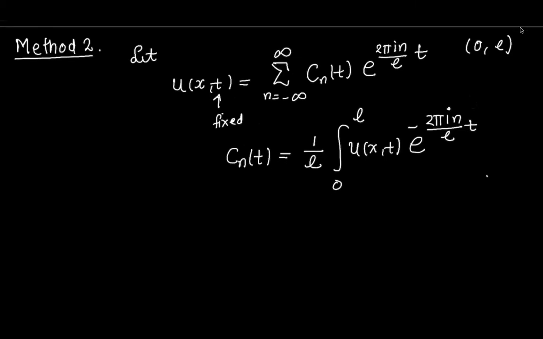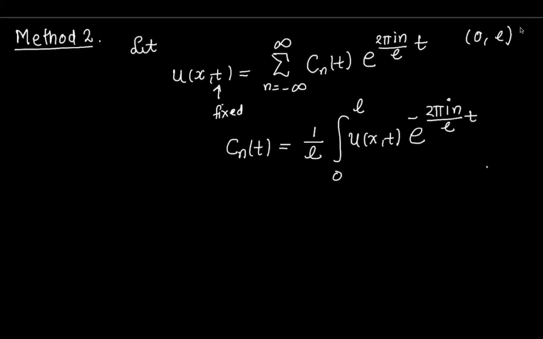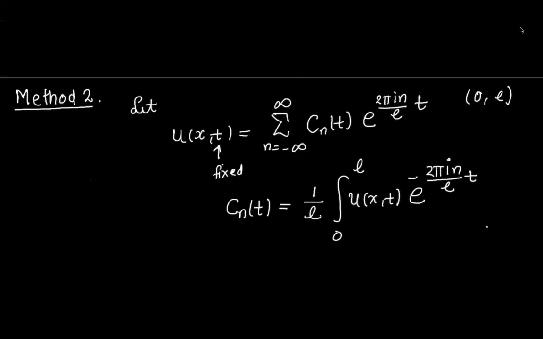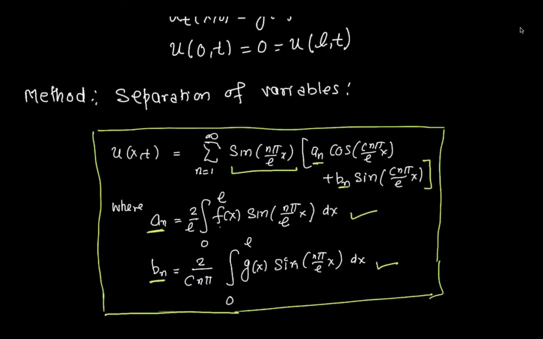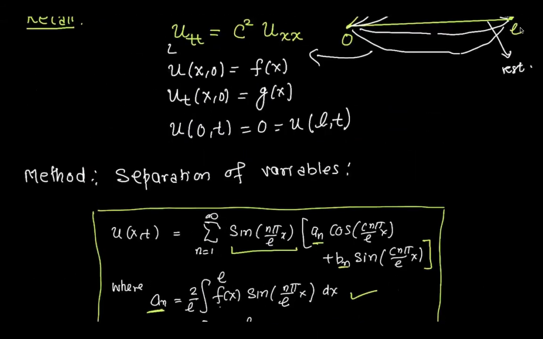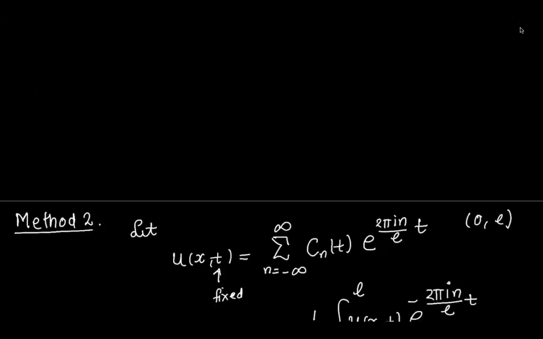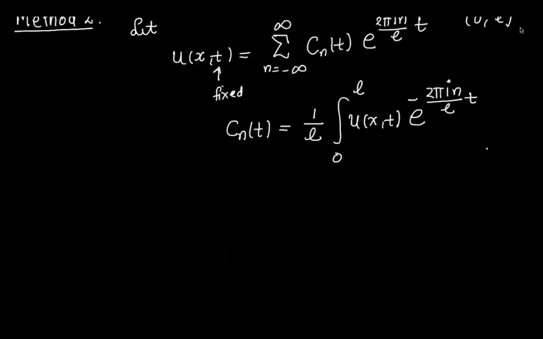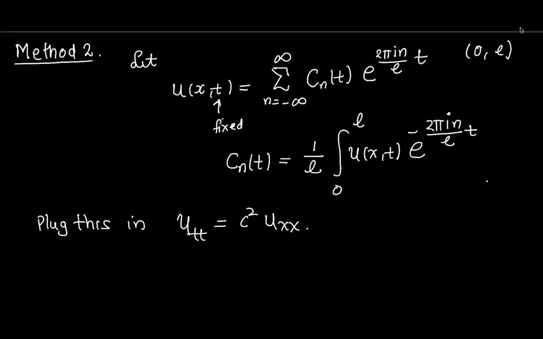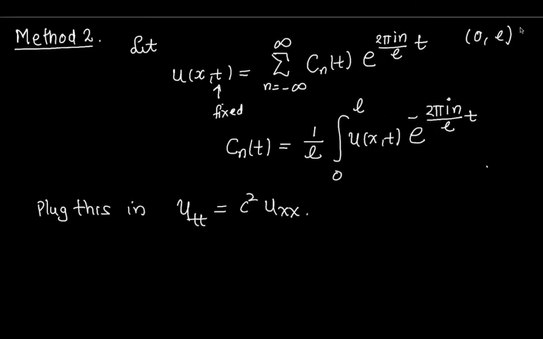I assume that I can write my solution as a Fourier series. Now I'm going to take that solution and plug it into my equation. What is my equation? u_tt is equal to c squared u_xx. So plug this in. u_tt, the second derivative in time, is equal to c squared u_xx, the second derivative in space. And we do term-wise integration or differentiation.